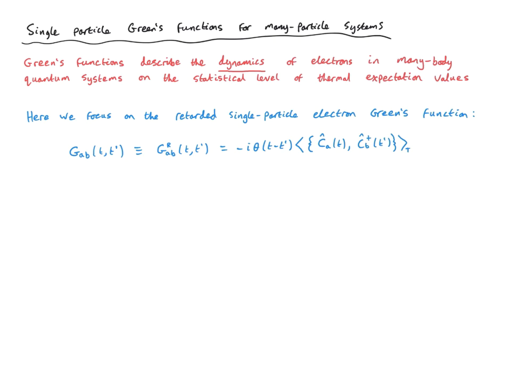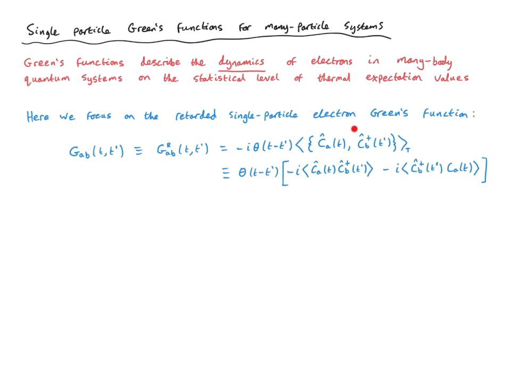The retarded Green's function is defined on the right-hand side here. It's minus i theta(t minus t'). This, of course, means that t has to be greater than t', multiplied by the thermal expectation value of some operators. The operators inside here are the anti-commutator of C_A and C_B dagger, evaluated at times t and t' respectively. This might seem like a rather complicated and abstract object, but we'll be discussing the physical implications of this in the coming slides.